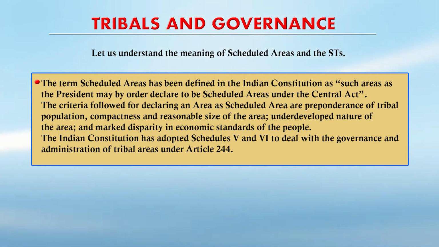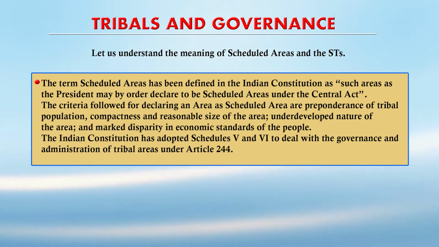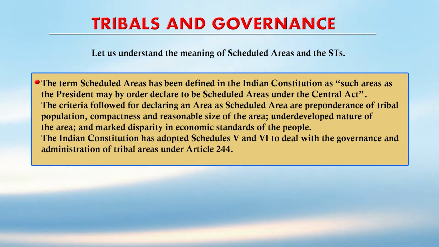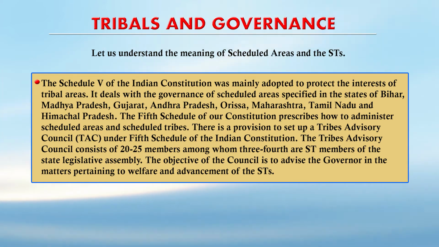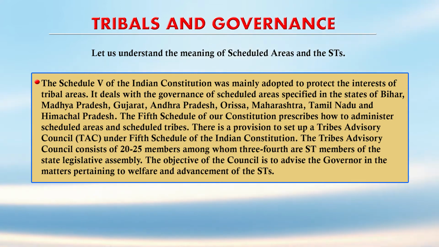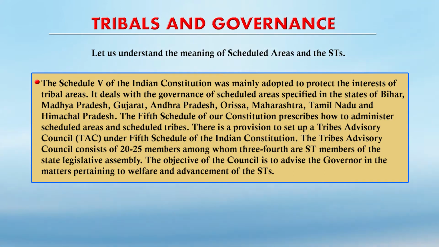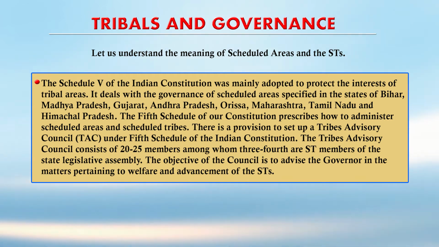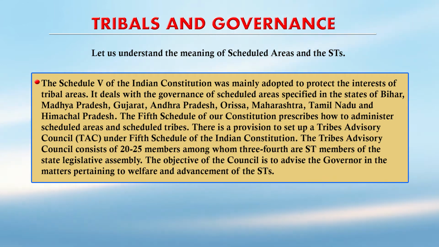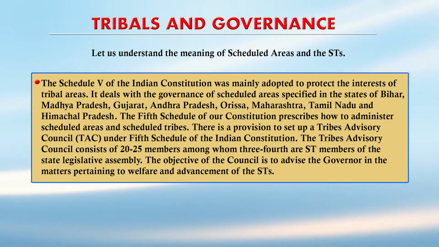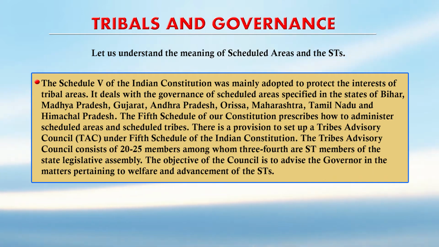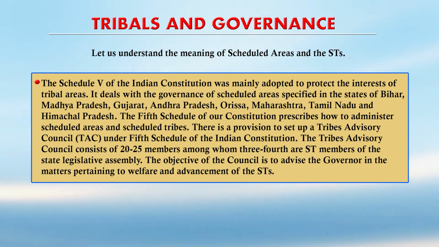The Indian Constitution has adopted Schedules 5 and 6 to deal with the governance and administration of tribal areas under Article 244. Schedule 5 of the Indian Constitution was mainly adopted to protect the interests of tribal areas. It deals with the governance of scheduled areas specified in the states of Bihar, Madhya Pradesh, Gujarat, Andhra Pradesh, Orissa, Maharashtra, Tamil Nadu, and Himachal Pradesh. The Fifth Schedule of our Constitution prescribes how to administer scheduled areas and scheduled tribes.